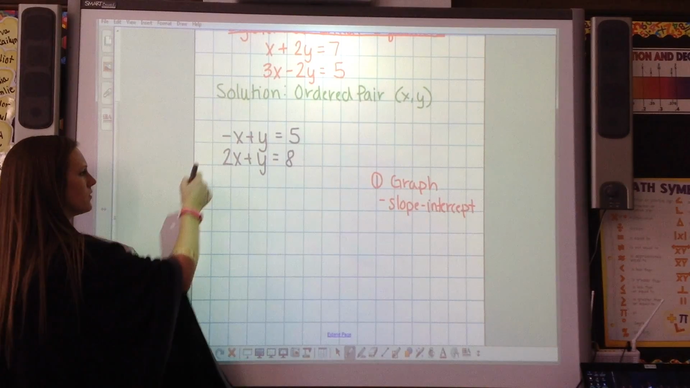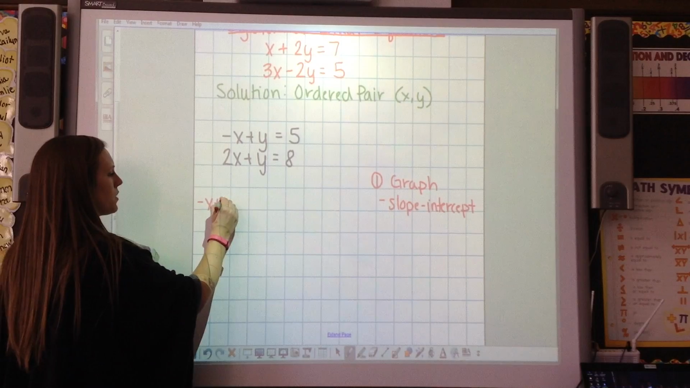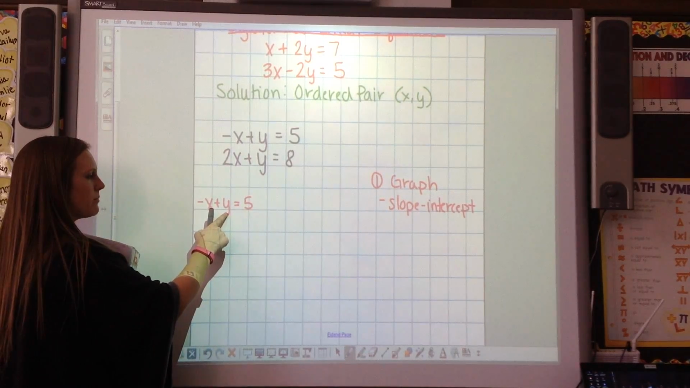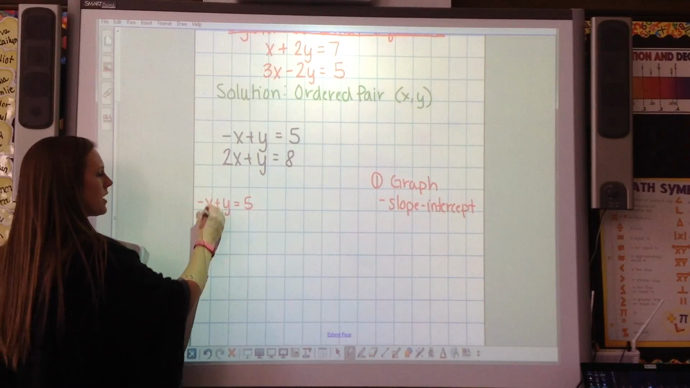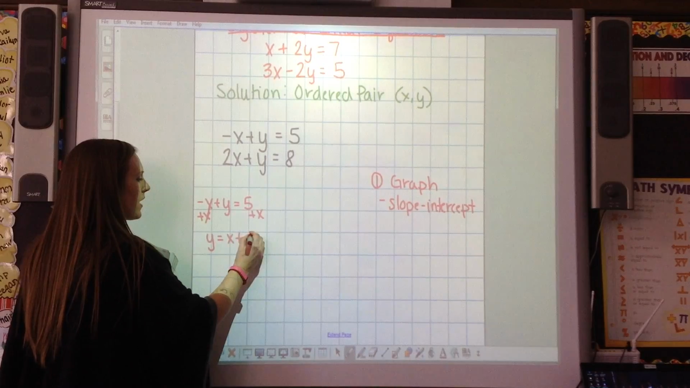Okay, so over here I'm going to split these 2 equations. The first one is negative x plus y equals 5. I'm going to put it in slope-intercept form. I'm going to get y by itself, so I'm going to bring x to the other side. I get y equals x plus 5.